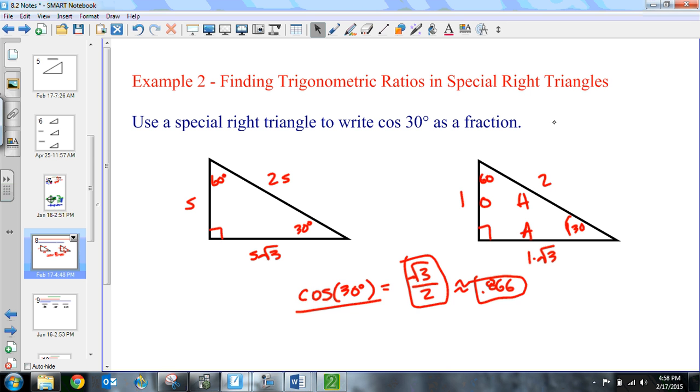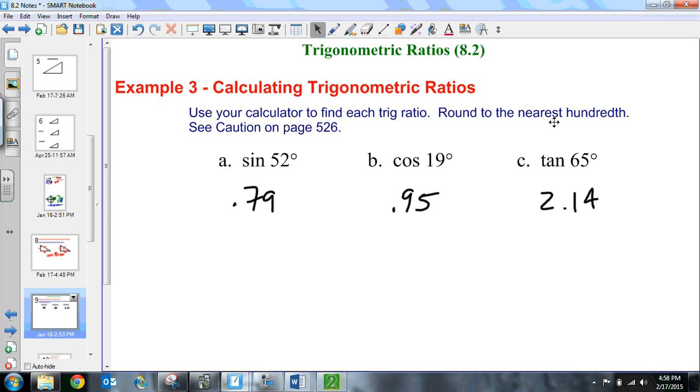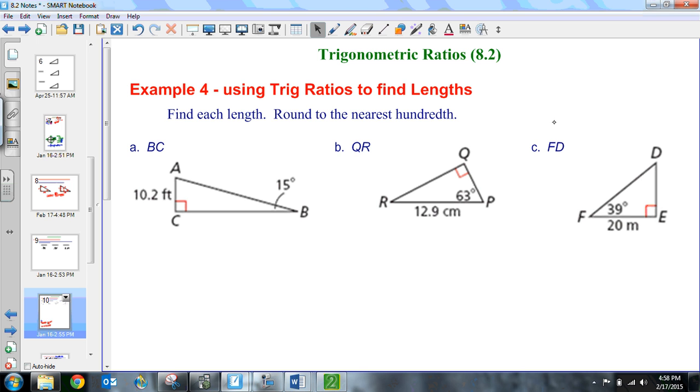Okay? The next thing I want to do is do this last example. And what it wants us to do is find each length, rounded to the nearest hundredth. Okay, you will need your calculator for this. I'm going to show you how to do this. But it wants me to find the segment length of BC. I'm going to call that X.